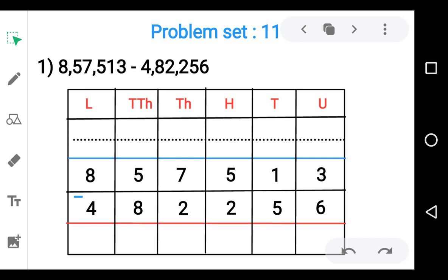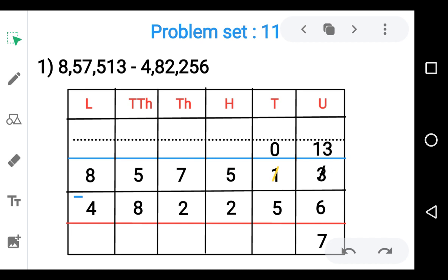We borrow 1 from the tens place. So, we have 1 in the tens place. This 1 becomes a 0 and in the unit place 3 becomes 13. Now we can subtract 6 units from 13 units. So 13 minus 6, 7 in the unit place.